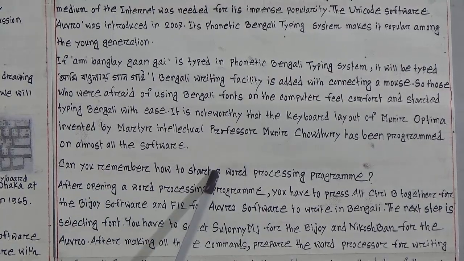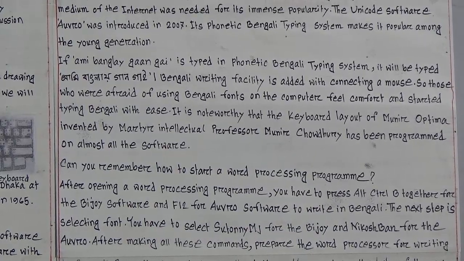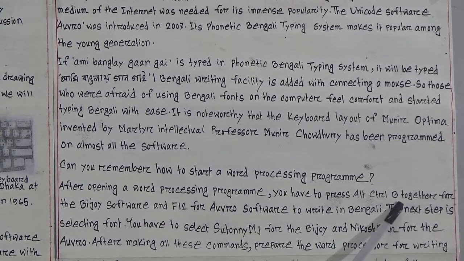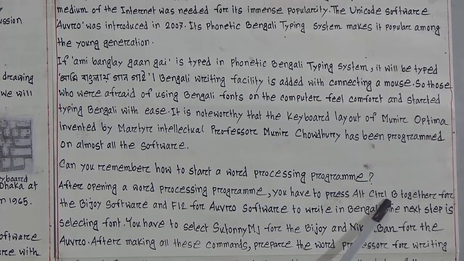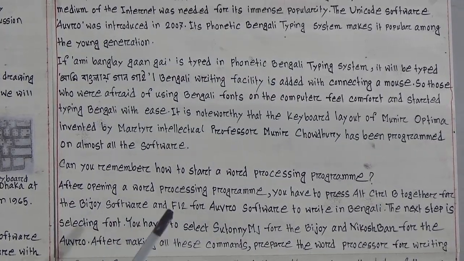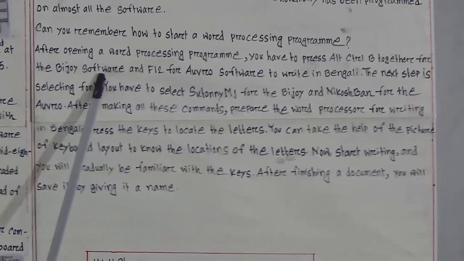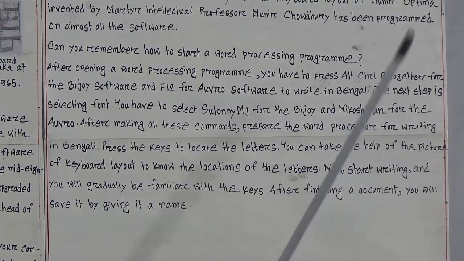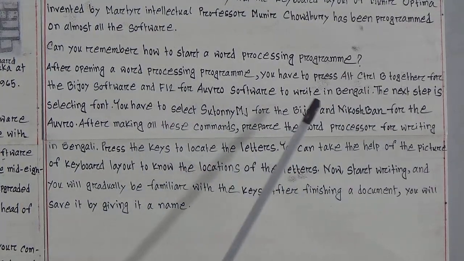Can you remember how to start a word processing program? Yes, that is the question. So now we will go to the answer. After opening a word processing program, you have to press Alt+Ctrl+B. That means if we want to write Bangla, we need to press Alt+Ctrl+B on our keyboard together for the Bijoy software. Look, the name of the Bangla software is Bijoy software, and F12 for Abul software. If we want to activate Bijoy software, we press Alt+Ctrl+B. If we want Abul software, then we need to press F12 to write in Bengali.